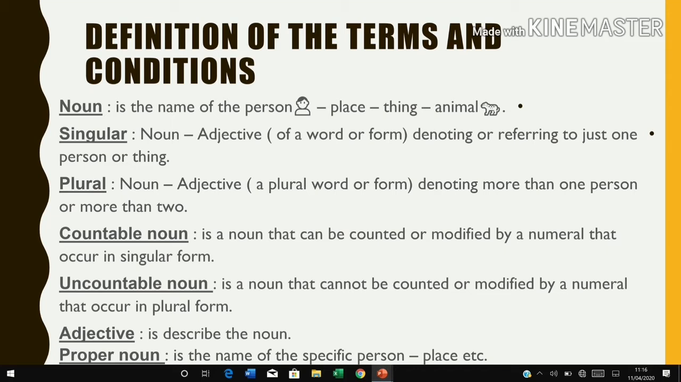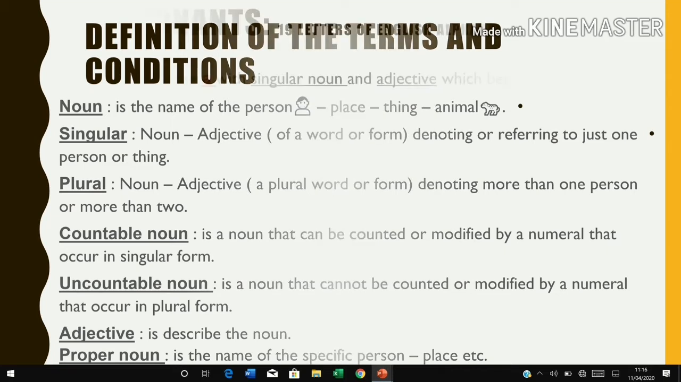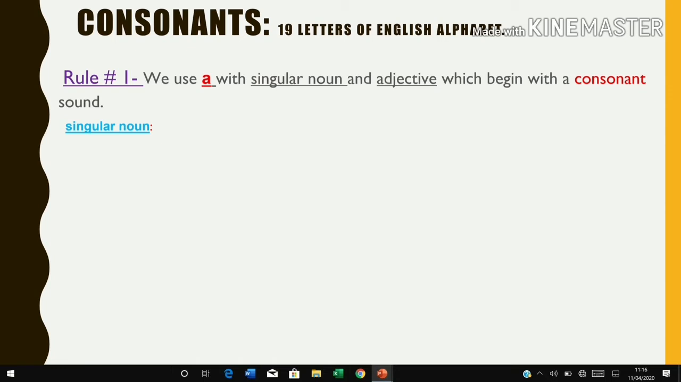And the last, proper noun. A proper noun is the name of a specific thing, specific animal, or specific place. Just the name of the specific thing is known as a proper noun. Let's move on to our rule, our topic.